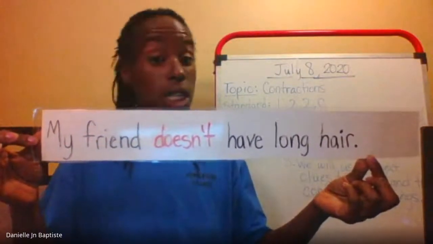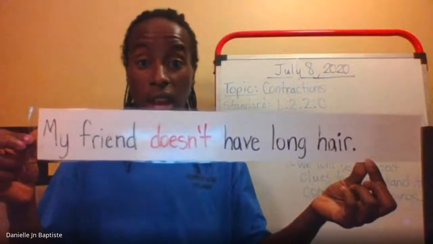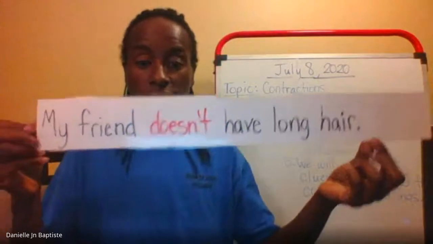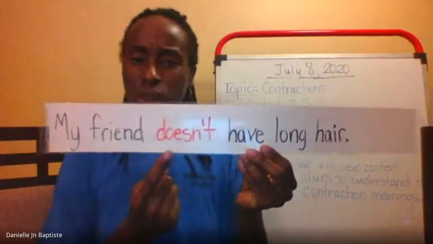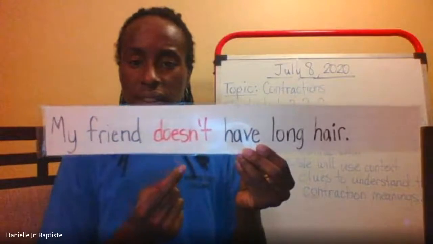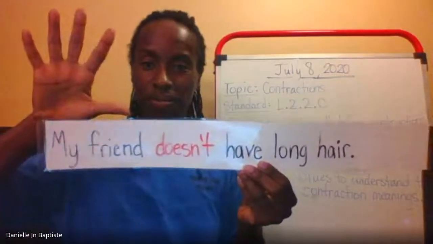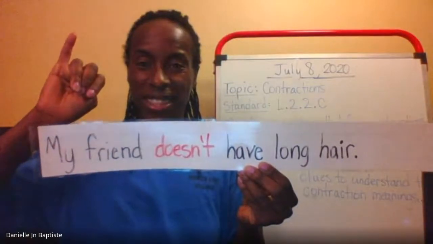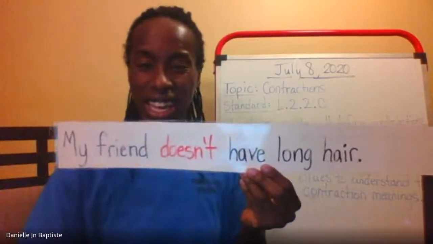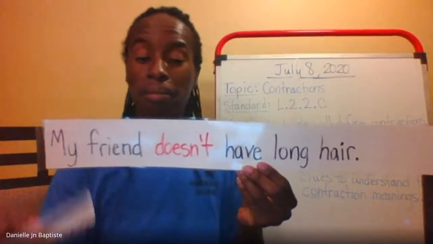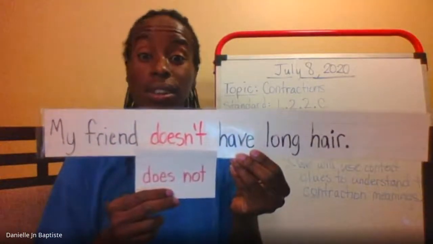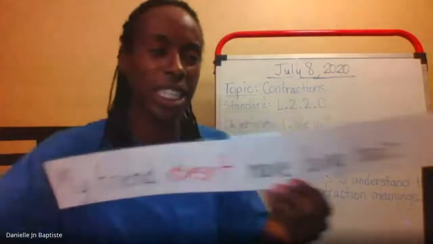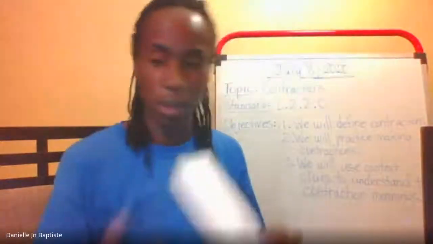The next sentence, which I almost erased a little bit of it, but that's all right. My friend doesn't have long hair. My friend doesn't have long hair. What does this contraction mean? Doesn't. Hey, doesn't means does not. Doesn't means does not. We're getting there, my summer school superstars.